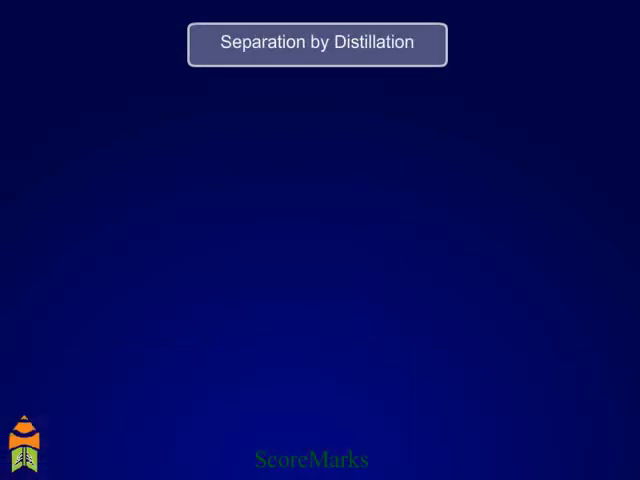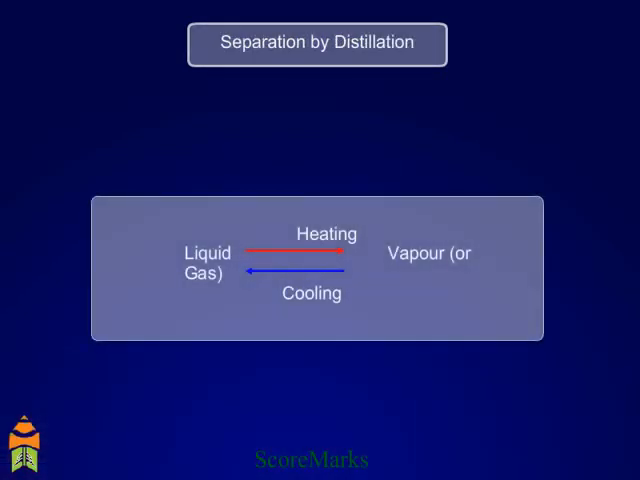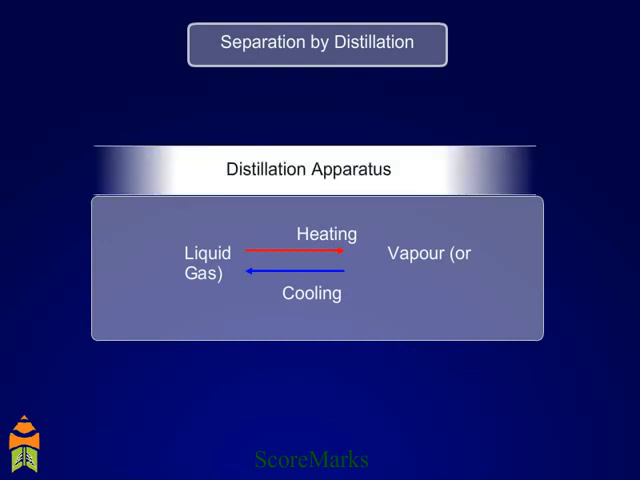Separation by distillation. In this process, the liquid is heated to form vapor and the vapor is again cooled to form liquid. For example, a mixture of common salt and water can be easily separated completely by the process of distillation with a distillation apparatus.